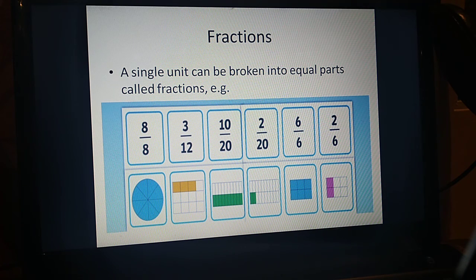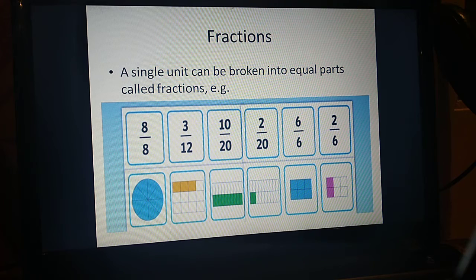Let's take a look at these examples starting from the left one. This is read 8 out of 8. It's what we get when we divide a circle into 8 equal parts. When we color the 8 parts, this fraction is 8 out of 8 because we colored every single part of the circle, which is equal to 1.